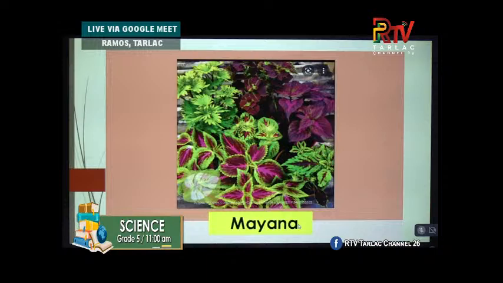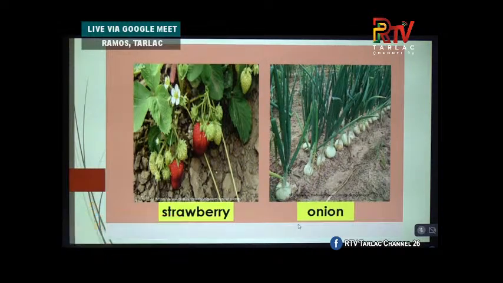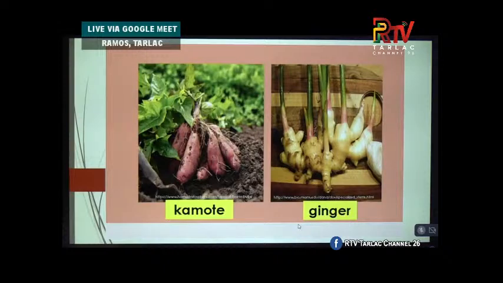Now I will show you some other plants. I want you to name them. Kids, are you familiar with these plants? What are they? Right, these are strawberry and onion plants. How about the next picture? Can you name them? Excellent! These are kamote or sweet potato and ginger.